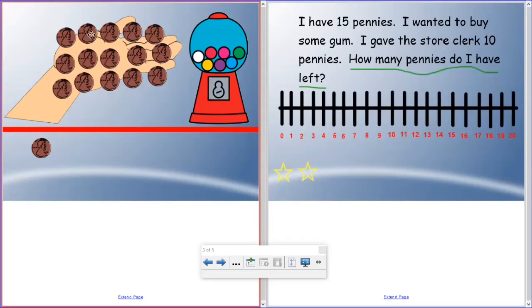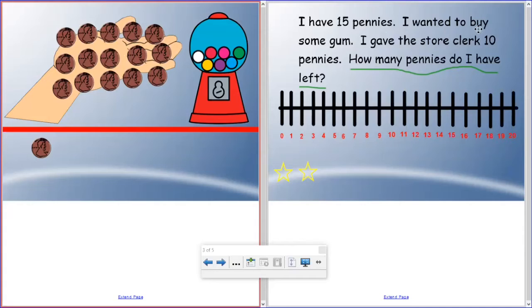As you can see, I didn't overlap any pennies because I want to make sure I count each one. Let's touch and count. 1, 2, 3, 4, 5, 6, 7, 8, 9, 10, 11, 12, 13, 14, 15. That's the correct amount. Now let's go back to the problem and see what we need to do next.